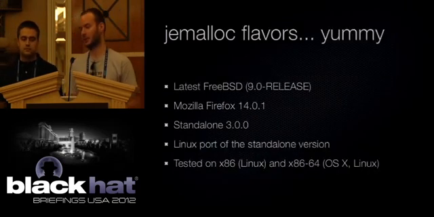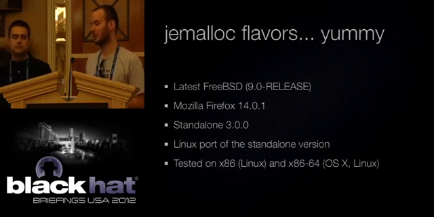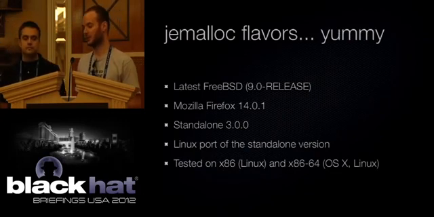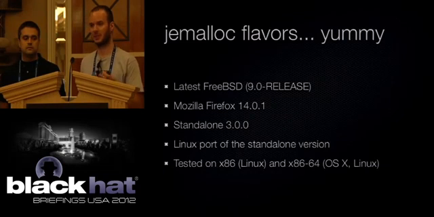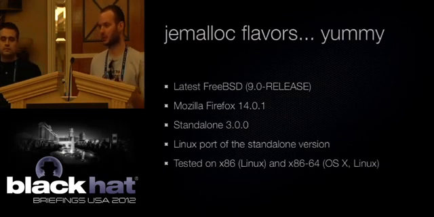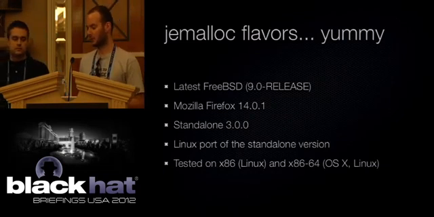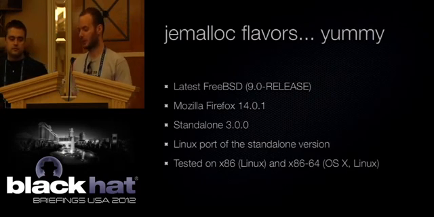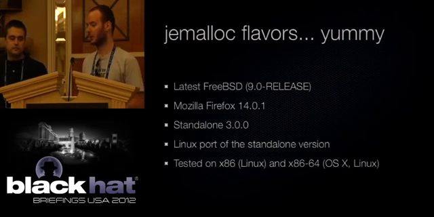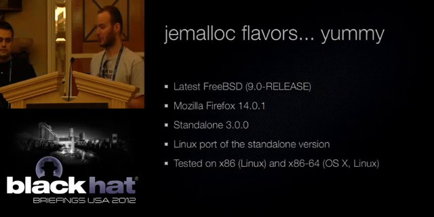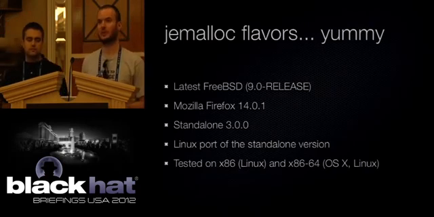So this is a list of the JMalloc variants that we had a look at. The latest FreeBSD and the Mozilla Firefox variant are pretty much the same. You can tell that by looking at their source code. The standalone version and the Linux port, those two are also very similar. Our experiments were performed on 32-bit and 64-bit architectures, and mostly on Linux, OS X, and FreeBSD.